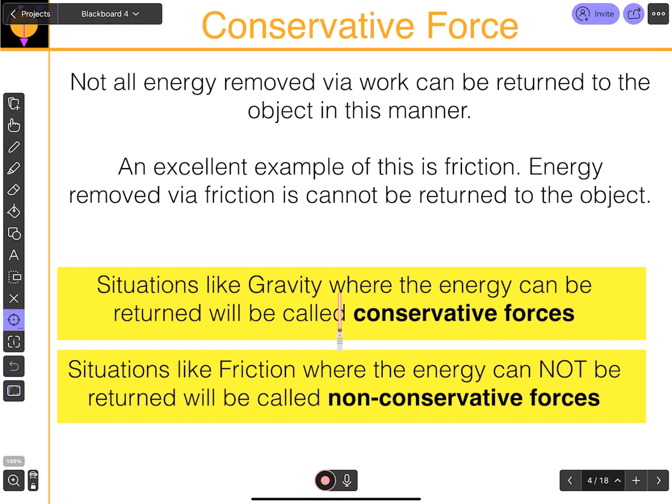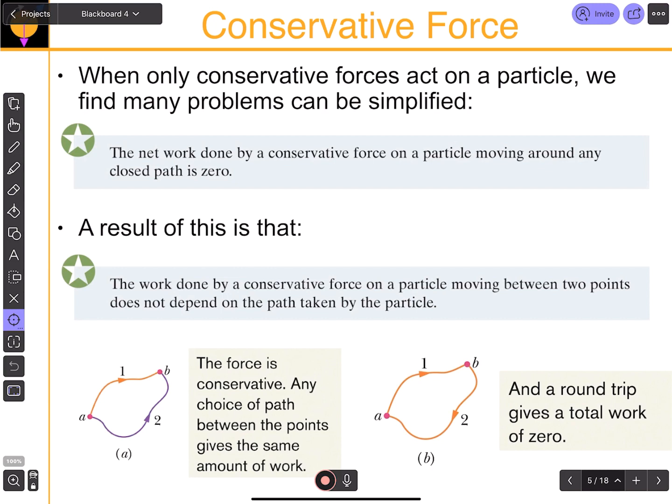Situations like gravity, where the energy can be returned, we call conservative forces. These are forces where the energy can be removed and returned in certain situations. Situations like friction, where the energy cannot be returned, are called non-conservative forces. So we're going to look at conservative and non-conservative forces. When only conservative forces are acting on a particle, it's a much simpler problem. It's really, really helpful. We're going to study conservative forces and how they affect energy.